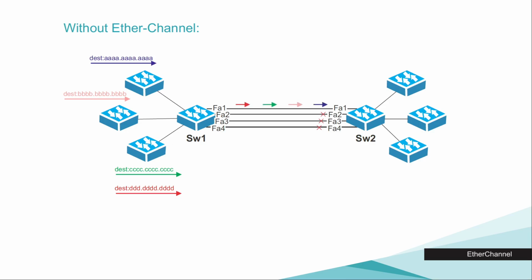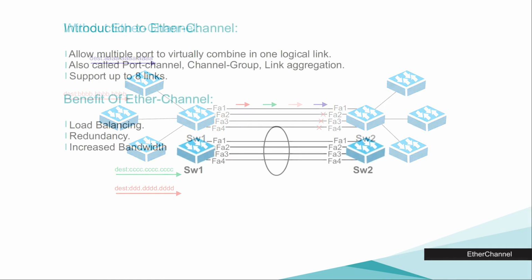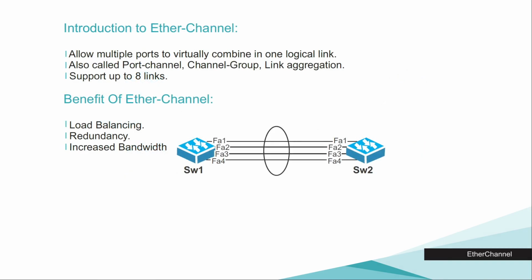So as you can see, all the data will go through the link on interface FastEthernet 0/1. There will be a lot of load on that interface. And this link by itself cannot handle that much data that will be transferred between switch 1 and switch 2. So we can implement Etherchannel in our network in order to take advantage of all those links and be able to transfer data through all those 4 links.